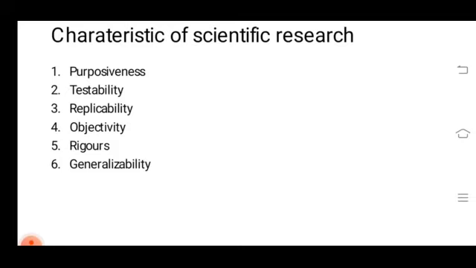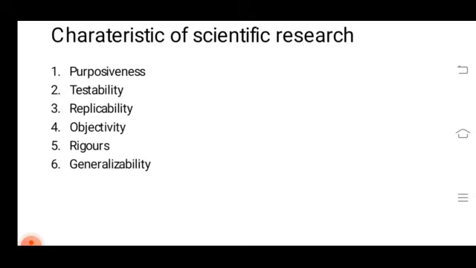Now, let's study the characteristics or features of scientific research. A research study has to meet certain conditions in order to be called scientific research. In other words, scientific research has certain characteristics which it must satisfy. The first characteristic we have is purposiveness.